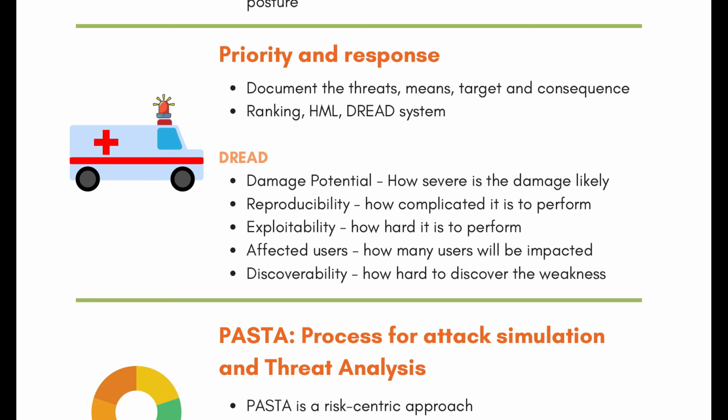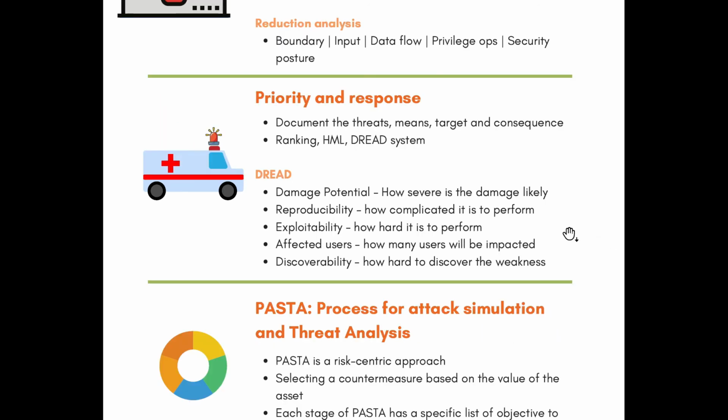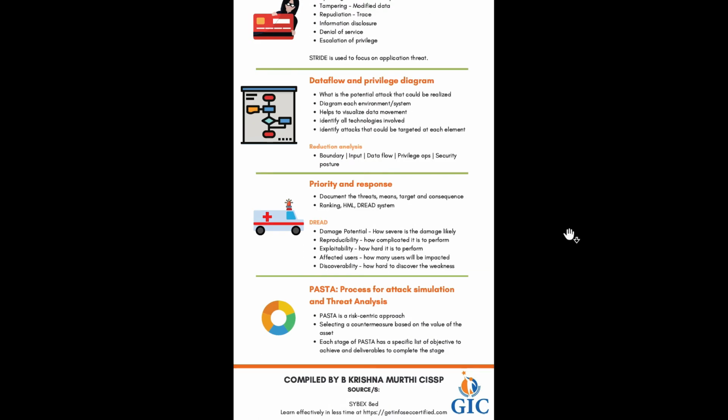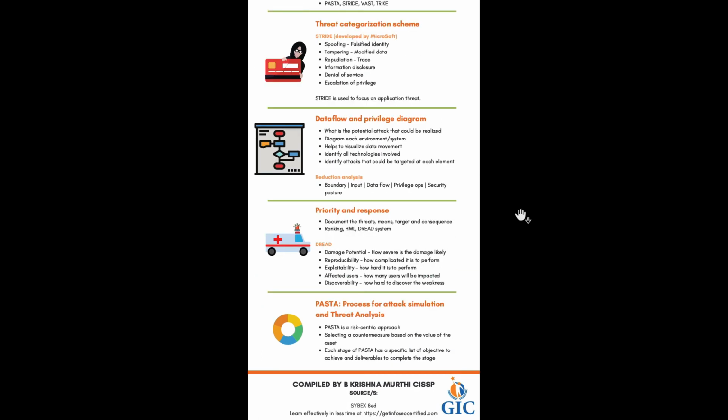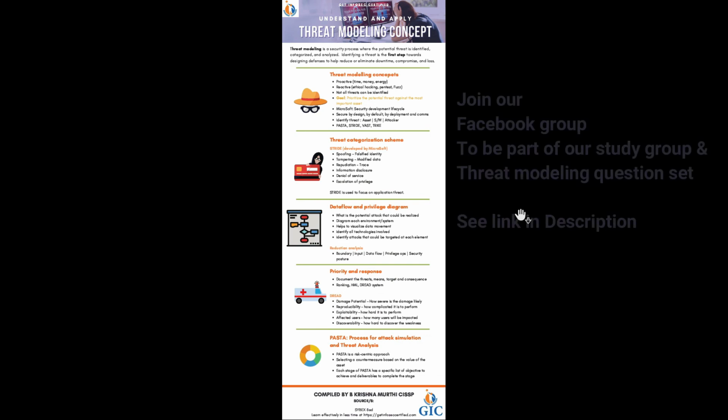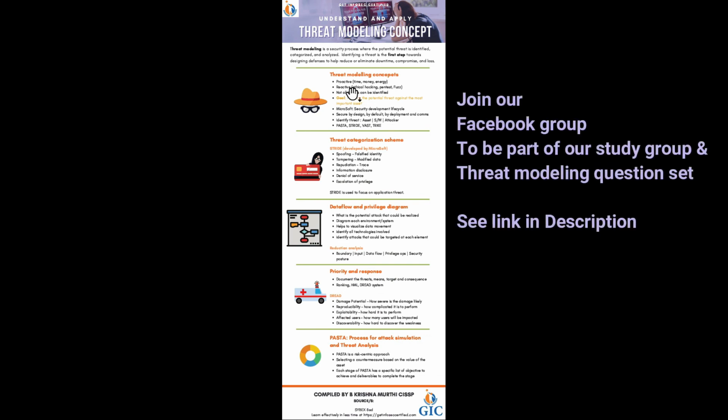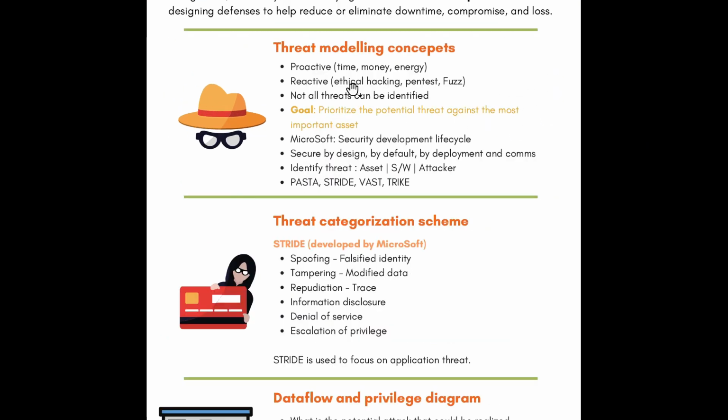Based on the ranking, now we know what should be the next step. Yes, go back to your design board, do the brainstorming, and you know what threats you have to address. So that is why we said the ultimate goal is to prioritize the potential threats against the most important assets. By doing the threat modeling, we have listed out all the threats against your most important asset. You are able to prioritize the potential threats, and it is with you now. You have to decide which potential threats you are going to solve.